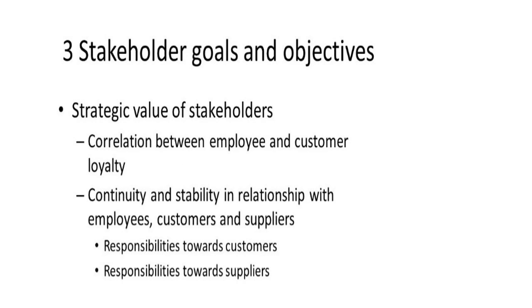The strategic value of stakeholders. The firm can make strategic gains from managing stakeholder relationships. Over the years, various theories and studies have revealed the following correlations. A. A correlation between employee and customer loyalty. Example: reduced staff turnover in service firms generally results in more repeat business. B. Continuity and stability in relationships with employees, customers, and suppliers is important in enabling organizations to respond to certain types of change, necessary for business as a sustained activity.